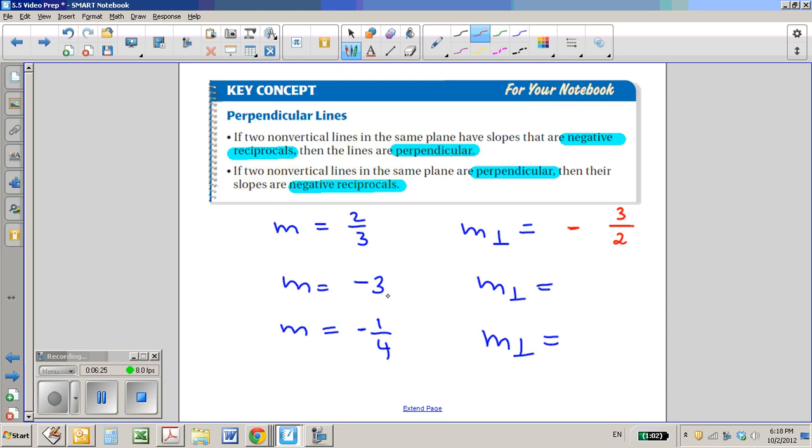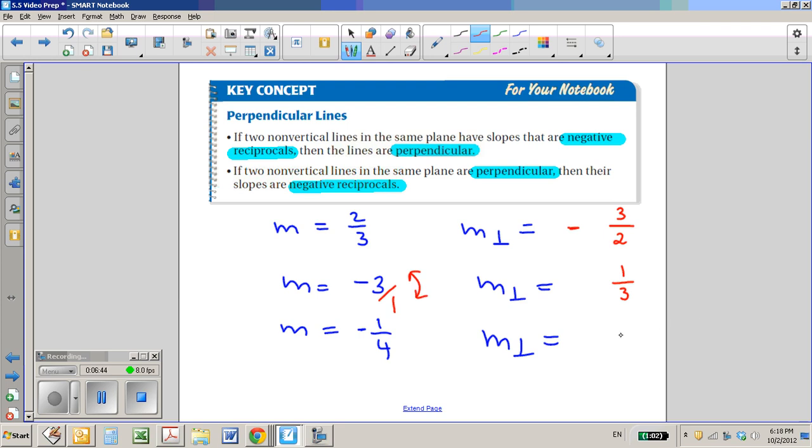It's a little tricky here because you don't have a fraction, so we're going to make a fraction. So -3 is really -3/1. So my reciprocal of 3/1 is going to be 1/3. So my 1 now goes to the top and my 3 goes to the bottom. Remember, we switch them.